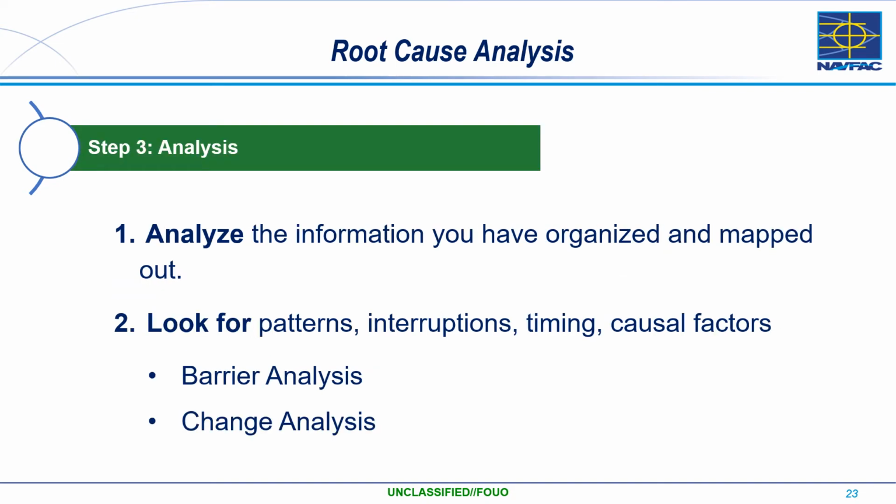Step 3, analysis. So now that you've collected your data, you're going to analyze the information you've organized and mapped out in order to really figure out the root cause. To do that, look for patterns, interruptions, timing, and causational factors. An example of this is barrier analysis. Look at the sequence of events to find where physical or organizational barriers may be influencing the problem. What are the barriers? Another example of this would be change analysis. With change analysis, you would look at what changed in this problem compared to previous sequences.